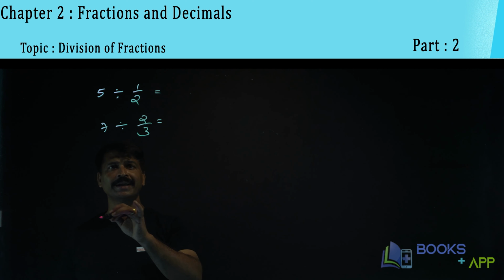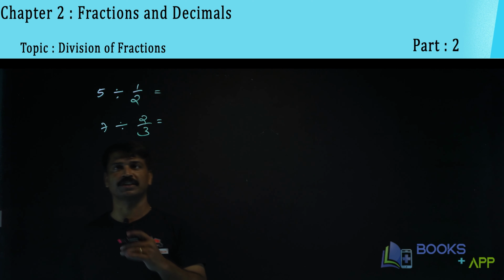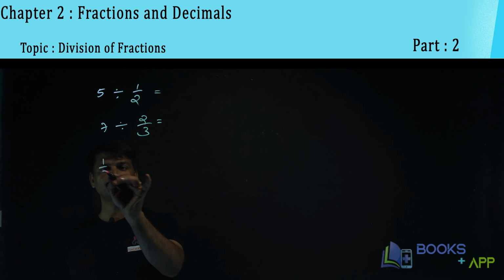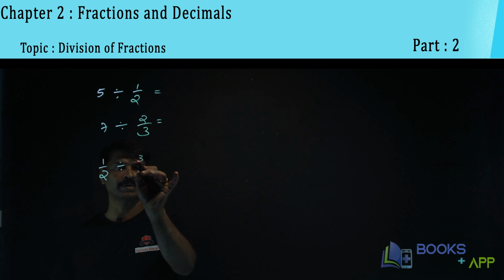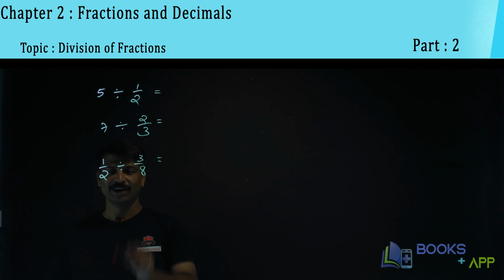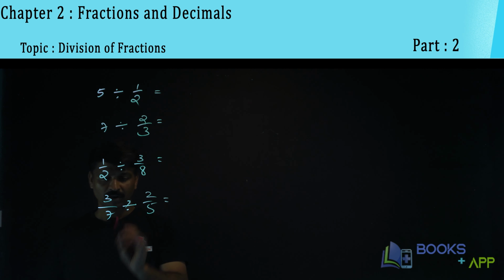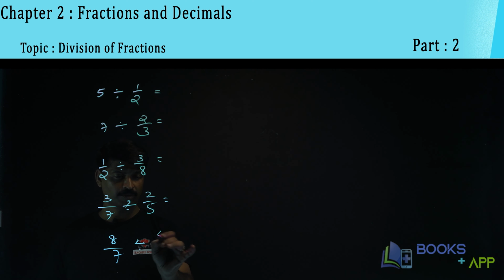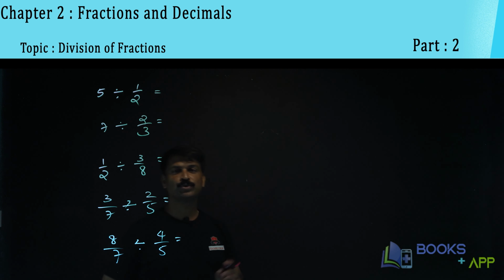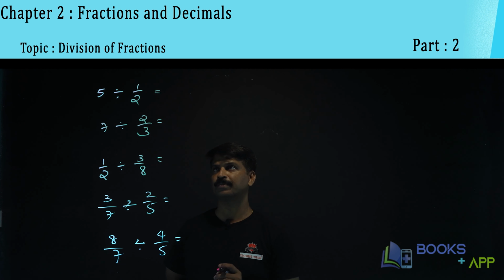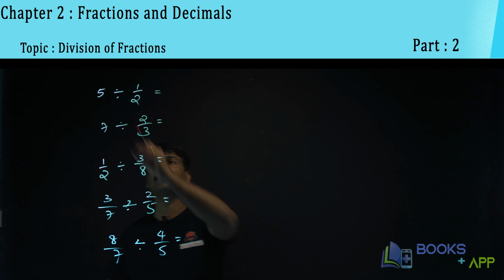Now, how can you divide a fraction by another fraction? 1 by 2 divided by 3 by 8. What is the answer? Or 3 by 7 divided by 2 by 5. What is the answer? Or 8 by 7 divided by 4 by 5. What is the answer? It's very simple. Division of fractions is very simple. You see, here you are given 5 divided by 1 by 2.